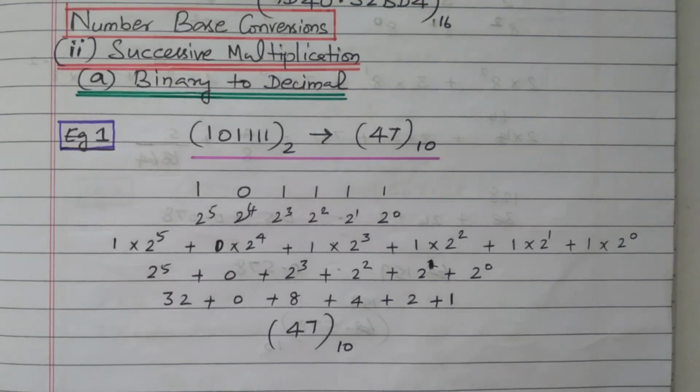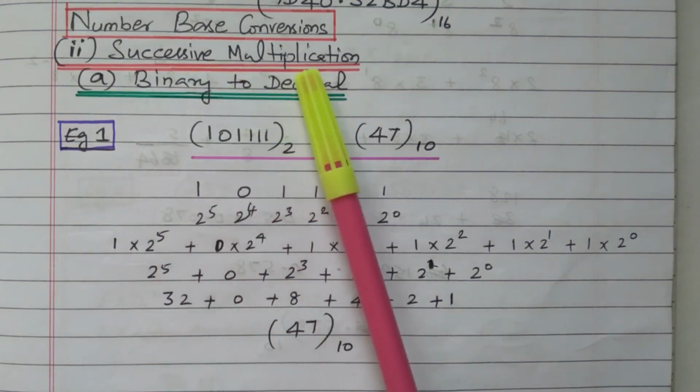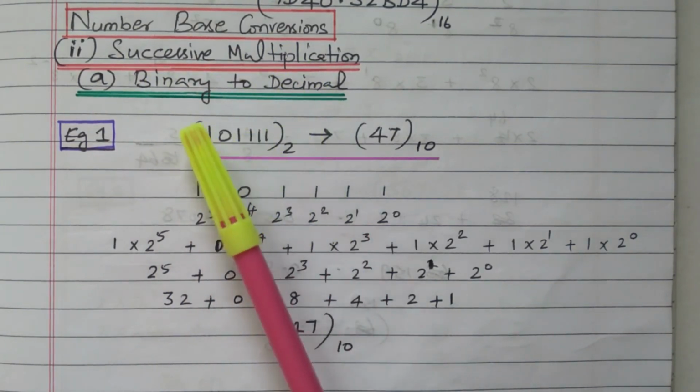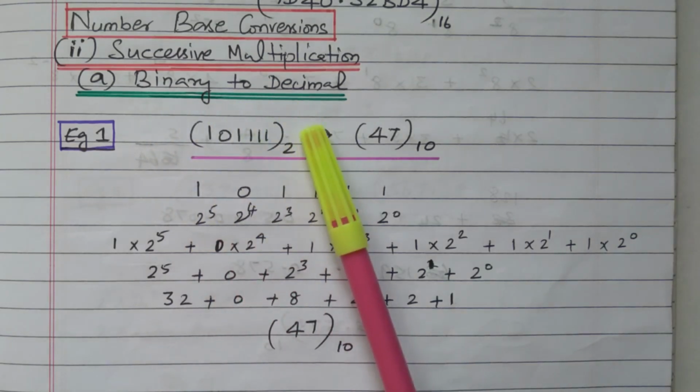Welcome viewers. In this video we'll see the number based conversion, second type, successive multiplication, that is converting from binary to decimal, octal to decimal, hexadecimal to decimal. In this video we'll see the binary to decimal.